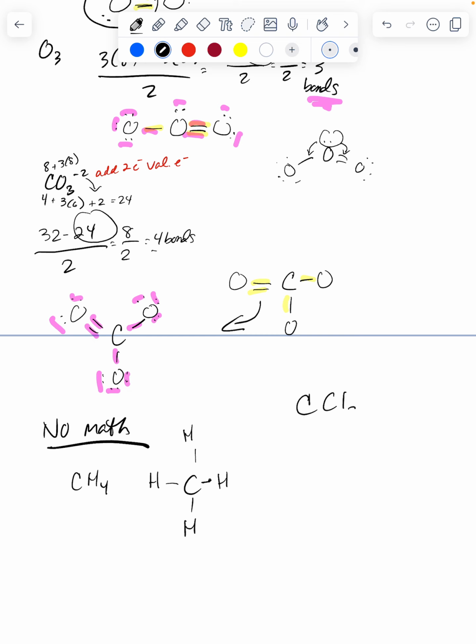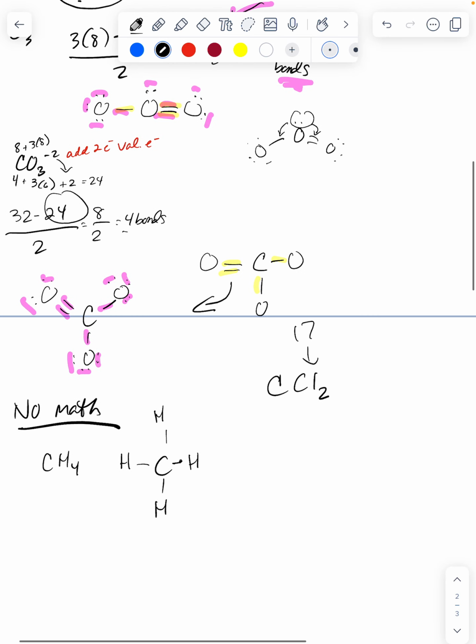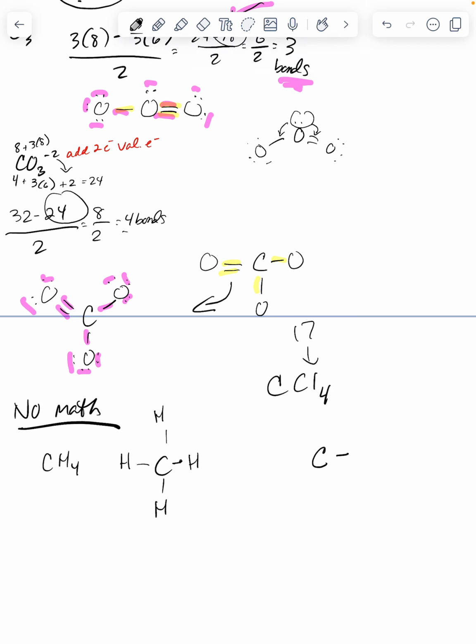Same goes for halogens, group 17. All the group 17 elements really only want 1 to become stable because they already have 7. So carbon, oops, I wanted to put a 4 there, sorry. I think I was thinking about diatomic chlorine. CCl4 is only going to have single bonds, because halogens already have 7, so when they share, they get 8. So halogens like single bonds. Just don't forget all those dots on the outside.